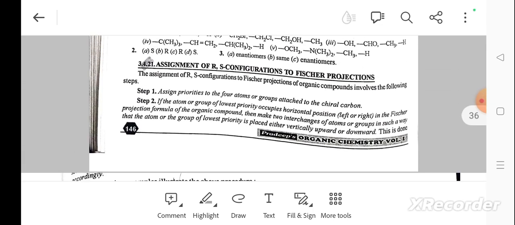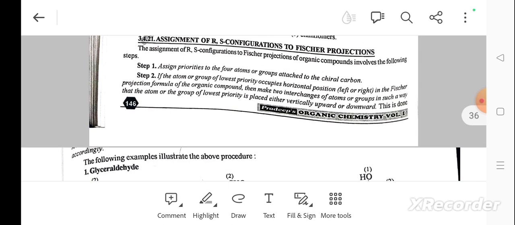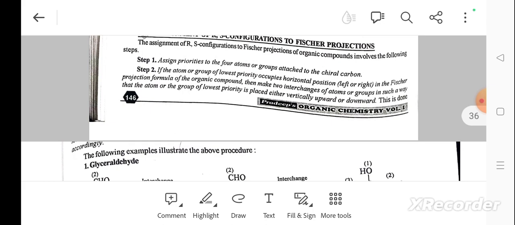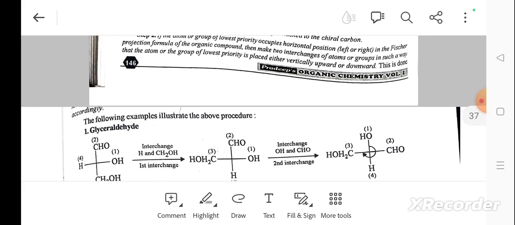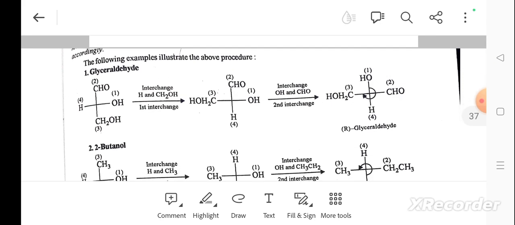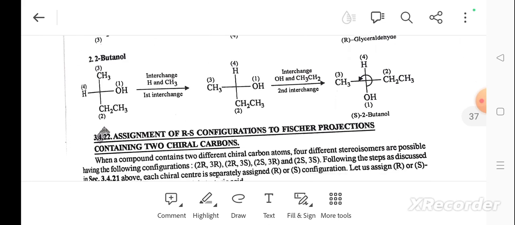Assignment of R and S configuration to the Fischer projection. The assignment of R/S configuration to the Fischer projection of an organic compound involves the following steps. First, assign the priority to the four atoms or groups attached to the chiral carbon. Second, if the atom or group of the lowest priority occurs in the horizontal position, left or right, in the Fischer projection formula, then make two interchanges of the atoms or groups in such a way that the atom or group of the lowest priority is placed either vertically upward or downward. The examples illustrated above are, first, glyceric acid, and second, 2-butanol.